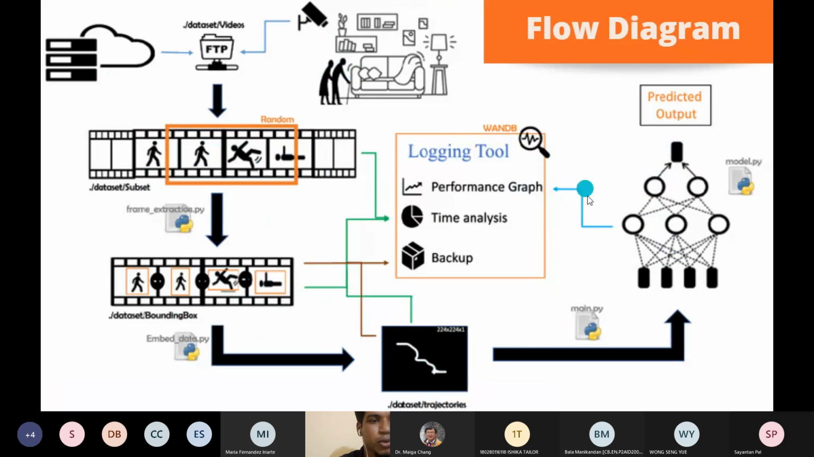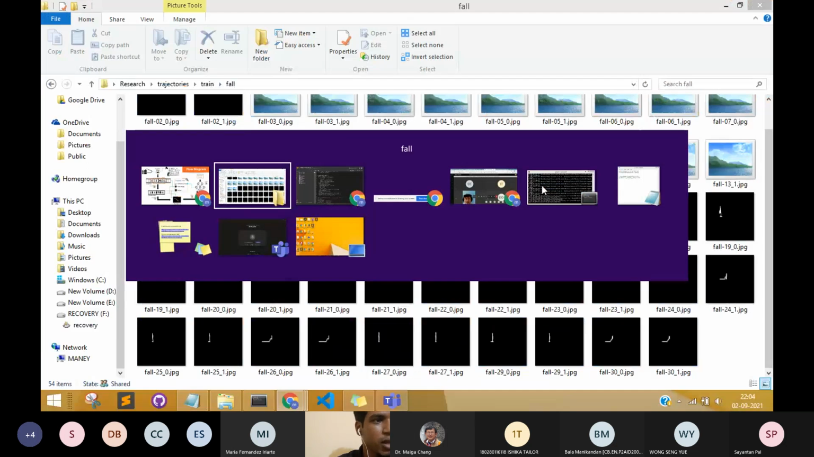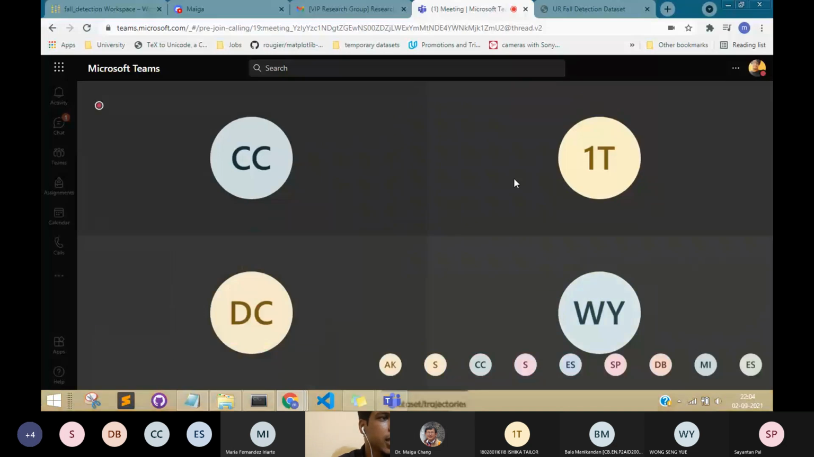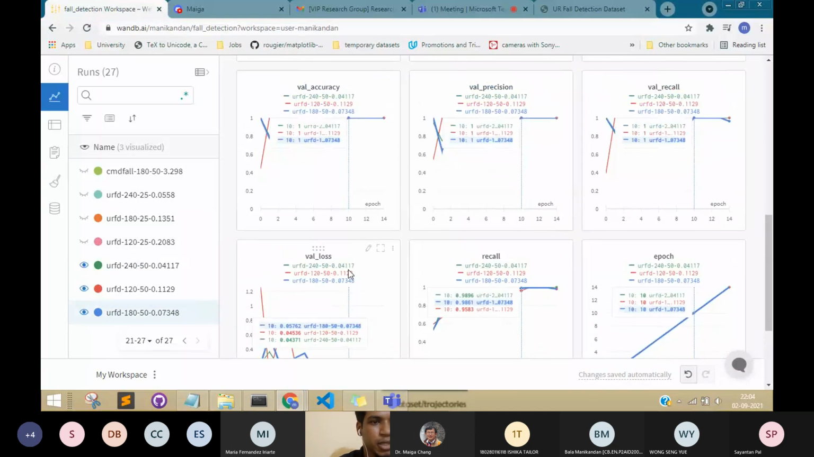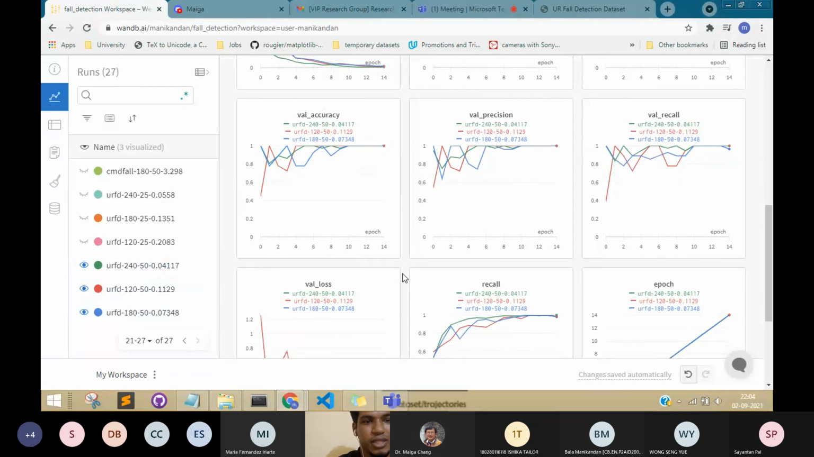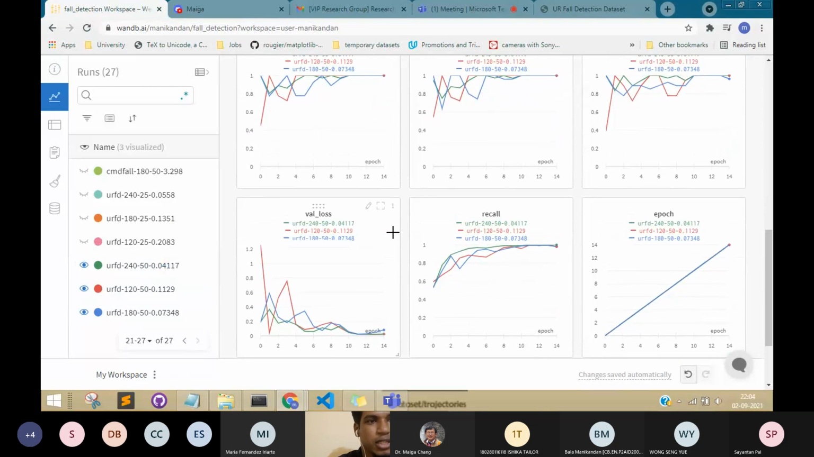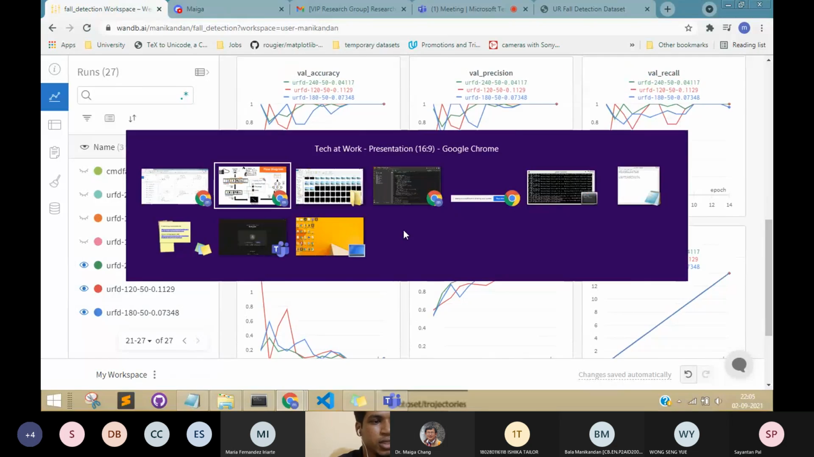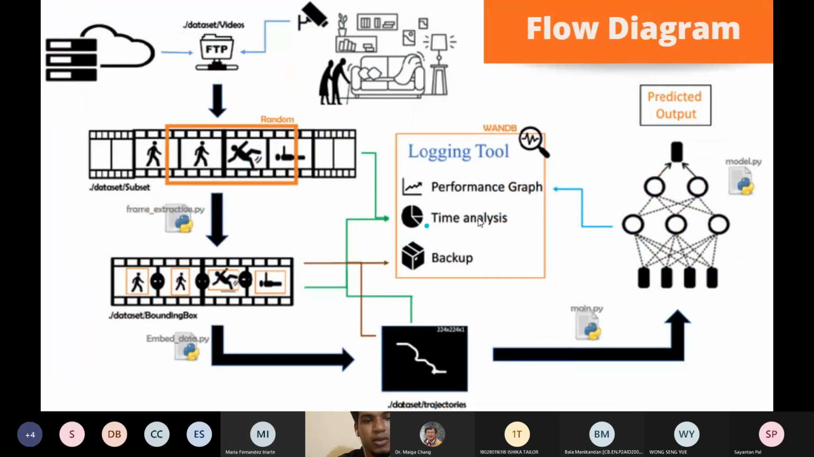All these approaches are logged inside a logging tool. I'm using the open source WNB logging tool, where I can compare experiments, run different experiments and see the graphs around them. I use this logging tool to monitor the different approaches and for performance analysis.